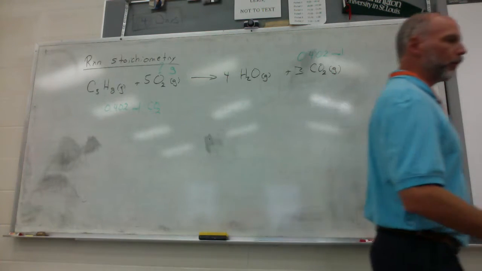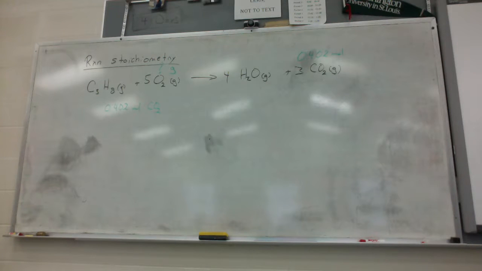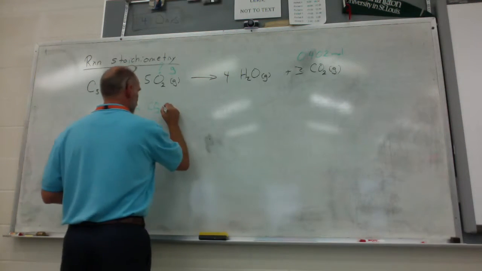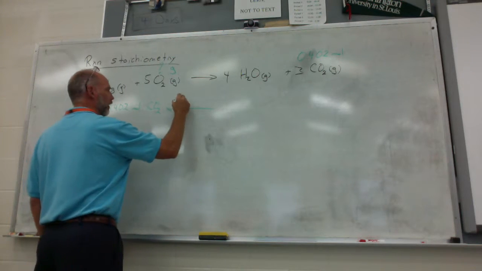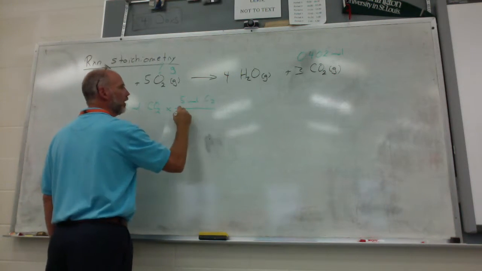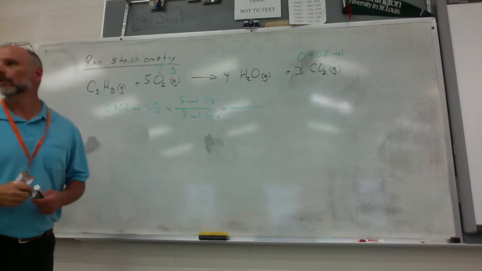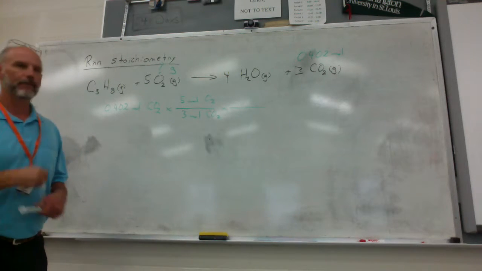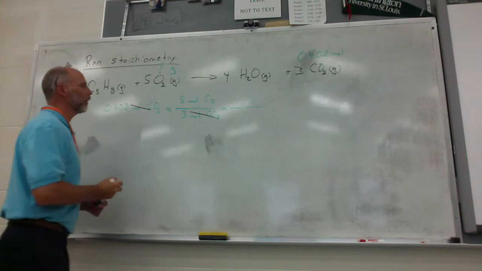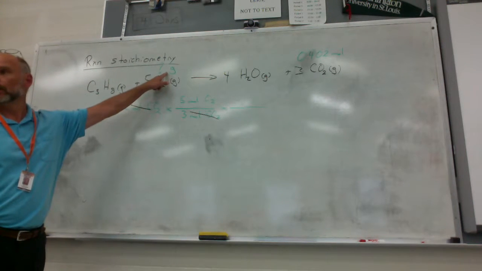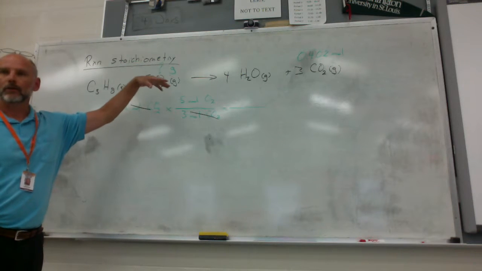The little tool that we use to switch over from one substance to the other is called, everyone together now, how do we switch over from carbon dioxide to oxygen? There's a factor we call the mole ratio, which comes from the balanced equation. In this case, there are 5 moles of oxygen for every 3 moles of carbon dioxide. You guys knew that. You forgot. Moles of carbon dioxide cancel. I'm down to moles of oxygen, but I'm looking for grams of oxygen, so I need to convert that to grams.